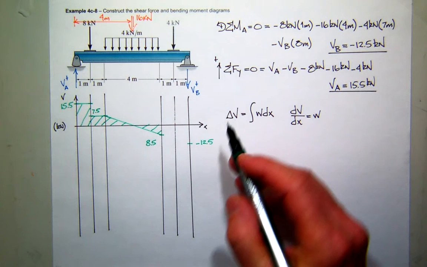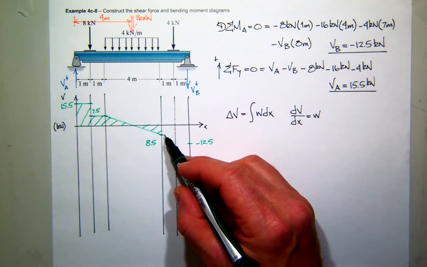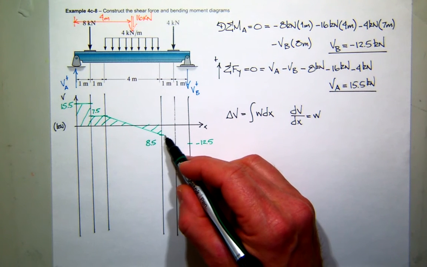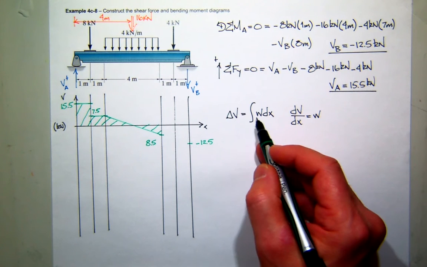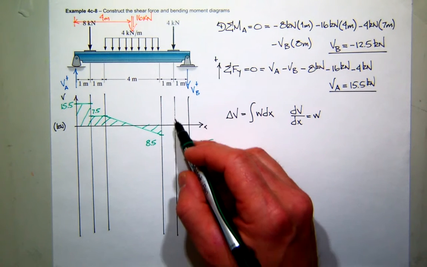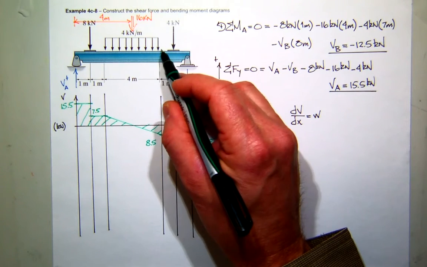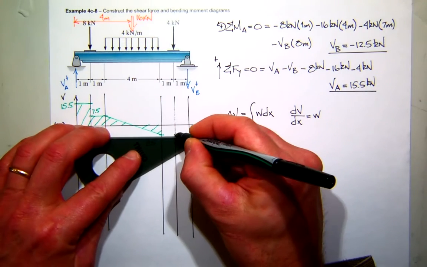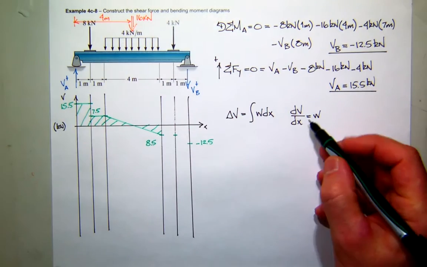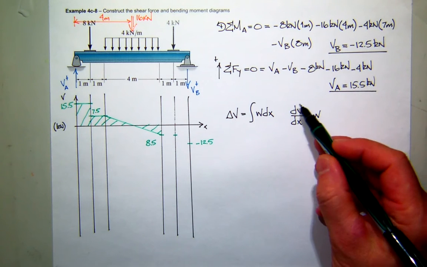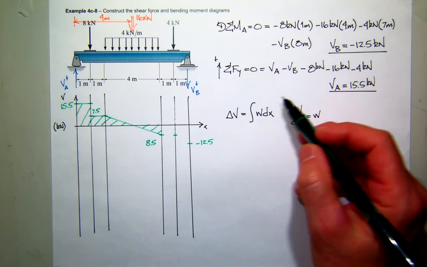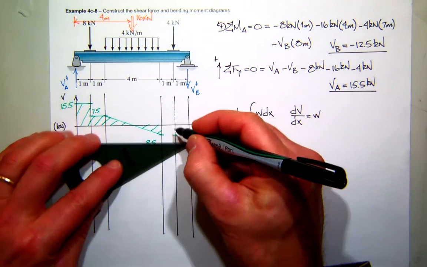Now what happens? Well, let's look at what happens over the next meter. The change in shear here is given by the area in the load curve. So we go up. What's the area in the load curve in that 1 meter segment? 0. No change. And the slope of the curve connecting those 2 points is given by the load. The load is 0. 0 slope.